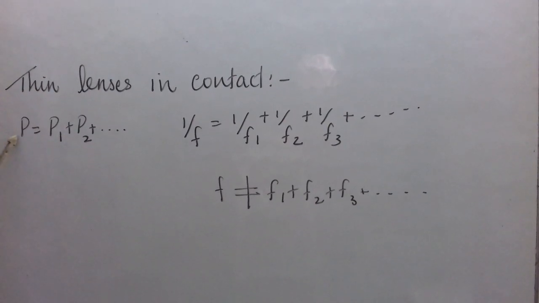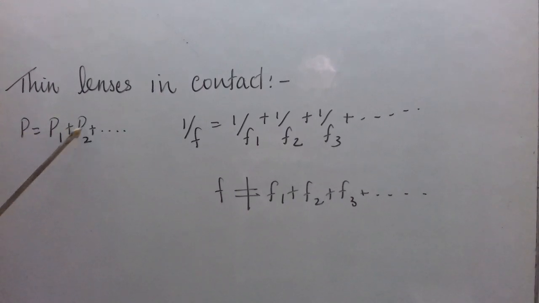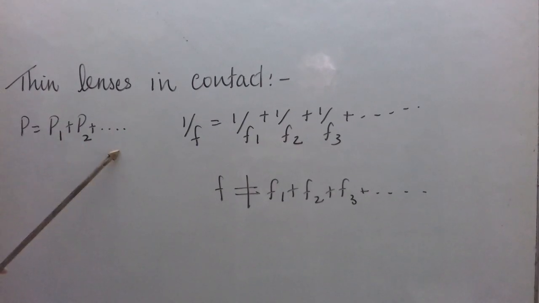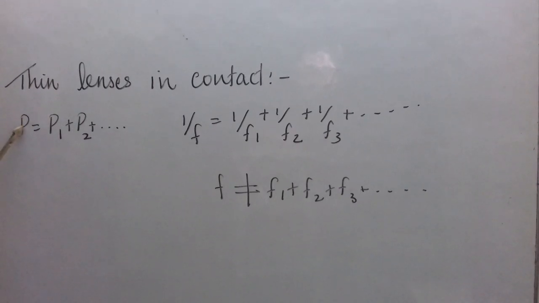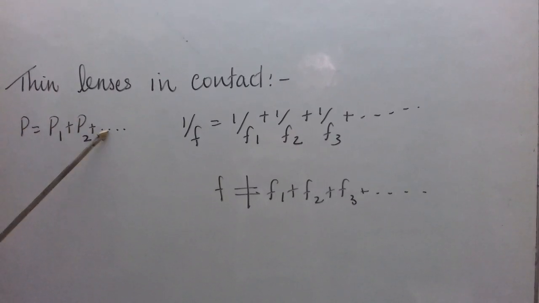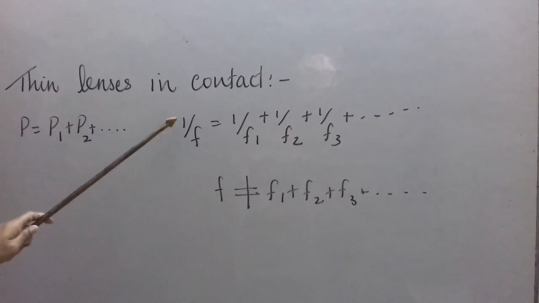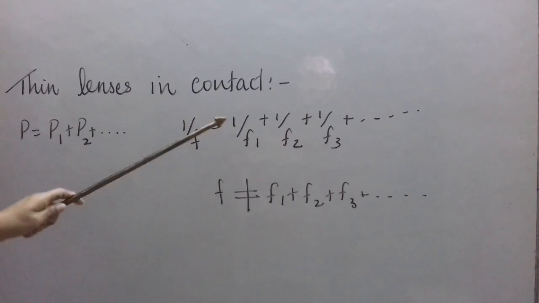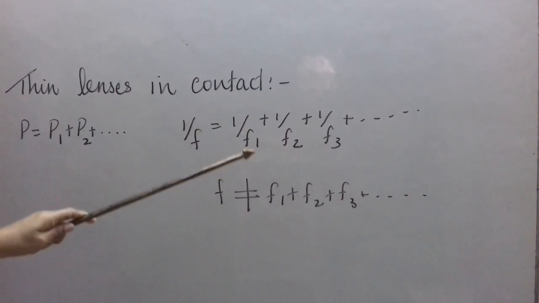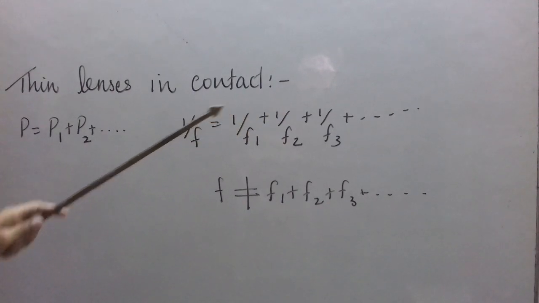The power of that combination of lenses is equal to P1 plus P2 plus so on. It means if 2 lenses are in contact, the net power of the combination will be P1 plus P2. If 3 lenses are in contact having powers P1, P2, P3, then the net power of the combination will be P1 plus P2 plus P3. Using the formula for power, we can write 1 upon F is 1 upon F1 plus 1 upon F2 plus 1 upon F3 and so on, depending on the number of lenses.